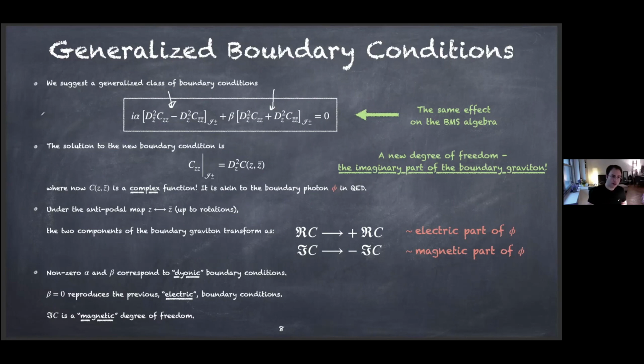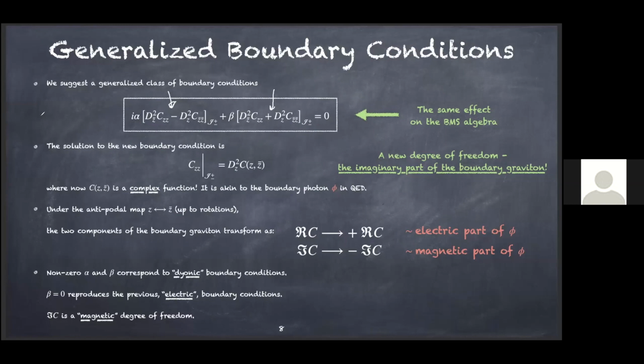There are two parameters, alpha and beta, but this class of boundary conditions really depends on the ratio alpha to beta. So it's a one-parameter class of boundary conditions that we suggest as a generalization of the previous boundary conditions. Excuse me, Uri. Yes.